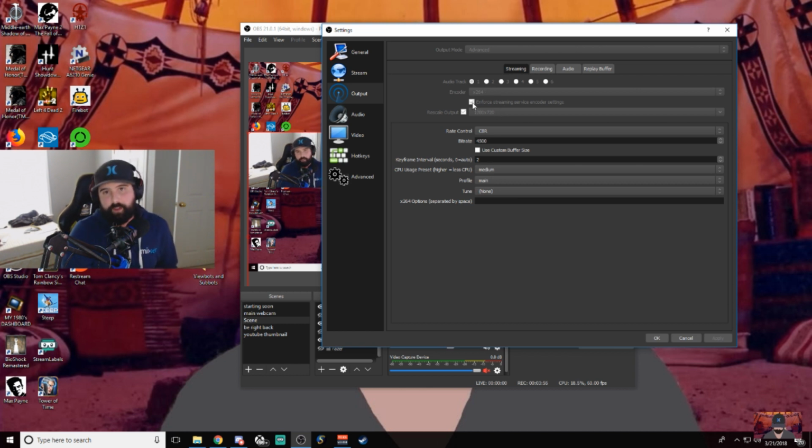Also, make sure you have the box checked where it says Enforce Streaming Service Encoder Settings. Have it checked. Just do it. Rescale output, I put it at 1280 by 720. There's not really a big difference between 720p and 1080p. If there is, correct me if I'm wrong, but there really isn't. That's why most professional streamers on Twitch, YouTube, Mixer, including myself, will use 720. It really isn't much of a difference.